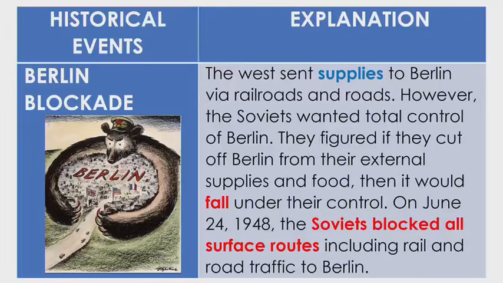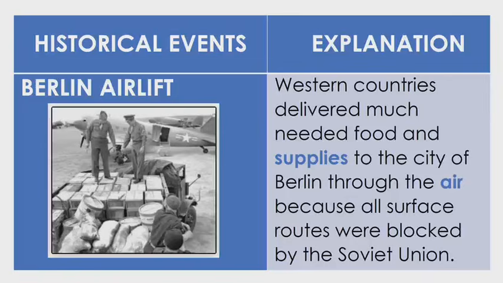And so we know that they then implement the Berlin Airlift. Western countries delivered much needed food and supplies to the city of Berlin through air, because all the surface routes were blocked by the Soviet Union. We also know that this Berlin Airlift lasts for close to 11 months, close to a year, right? And then eventually the Soviet Union gives up on the attempt of controlling Berlin.